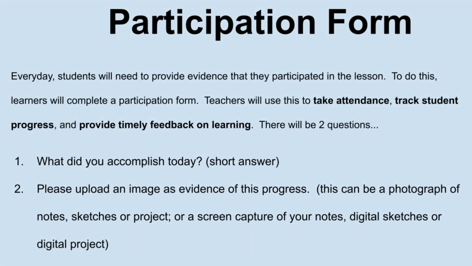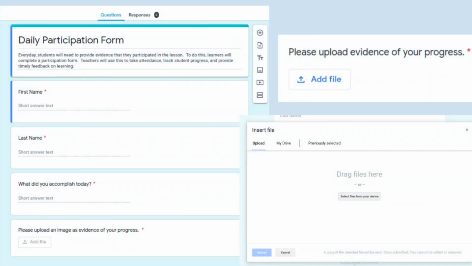Every day, you're going to need to provide evidence that you participated in the lesson. To do this, you're going to be completing a Google form called Daily Participation Form. This form is going to ask you 2 questions. The first one is, what did you accomplish today? The second one is, evidence of you accomplishing this activity, which can be taking a screenshot of your work, a photo of your notes, or a photo of your drawing or activity.